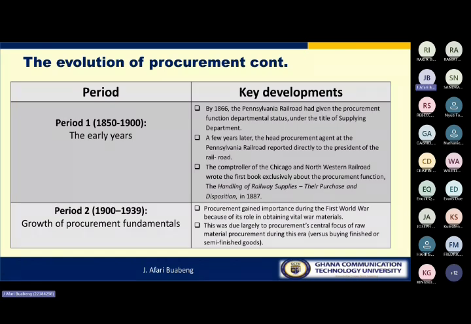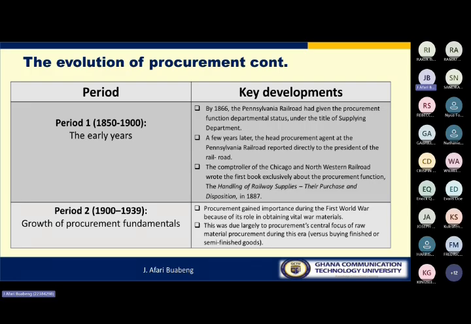Okay, so a few years later, the head procurement agent at the same institution reported directly to the president of the railroad. So the head at the time was upgraded to report directly to the head of the organization, or the president of the organization. And then he continues.